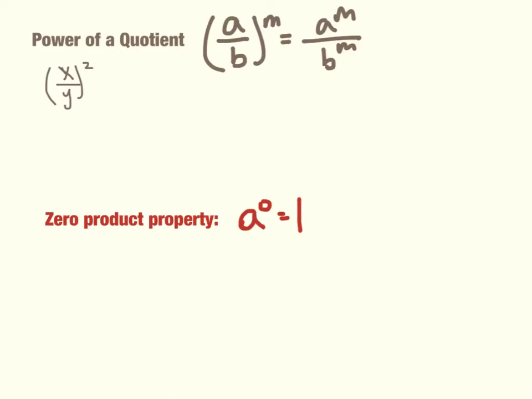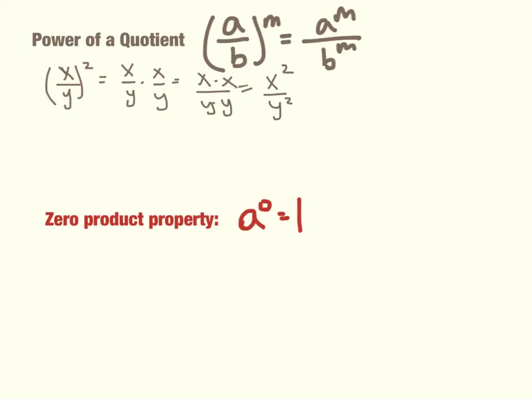is just like with multiplication. If you have parentheses, every single thing inside the parentheses gets the exponent. So a over b to the m is a to the m over b to the m. If I wanted to write out where that came from, x over y squared is the same thing as x over y times x over y. Well, that's just x times x over y times y. So that's just x squared over y squared. Everything inside the parentheses got the power.